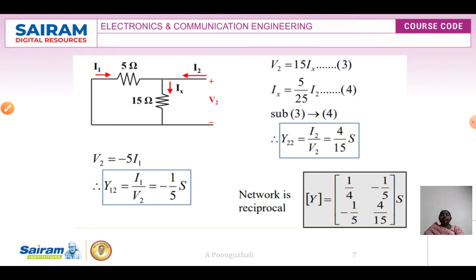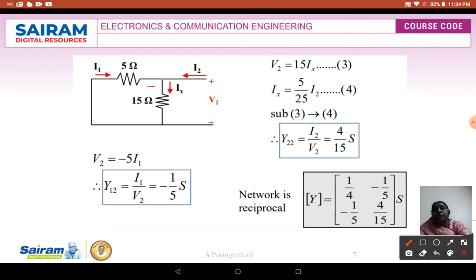Next is making V1 0. Making V1 0 means your 15 and 5 ohms are going to be in parallel. So we can find that our V2, the voltage across the output terminals, is nothing but the drop across your 15 ohm resistance. The current through this 15 ohm resistance is going to be Ix. So here in this case, this is plus, this is minus. If I write my KVL here, if I start like this, V2 from plus to minus is going to be minus 15 Ix. So V2 minus 15 Ix is equal to 0. So V2 is equal to 15 Ix.